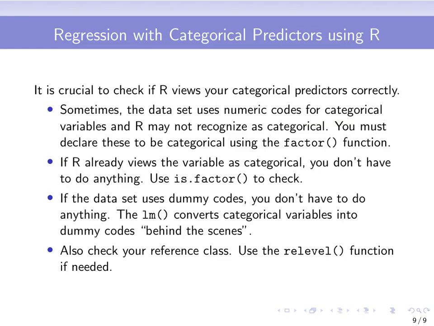A few practical issues to be aware of when using R. It's always crucial to check if R views your categorical predictors correctly, i.e. that it views the predictor as categorical. Sometimes, in some of the examples we've seen so far, the data set uses numeric codes for categorical variables, and so R will view them as quantitative. So you must declare these to be categorical and can use the factor function. If R already views the variable as categorical, you don't have to do anything. If the data uses dummy codes, which are 0, 1, so those are actually numeric, then you don't have to do anything, because the lm function actually converts any categorical variables into dummy codes behind the scenes.